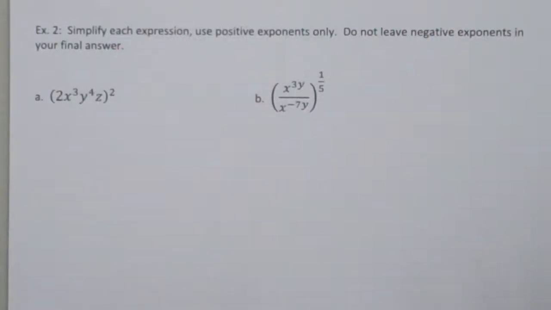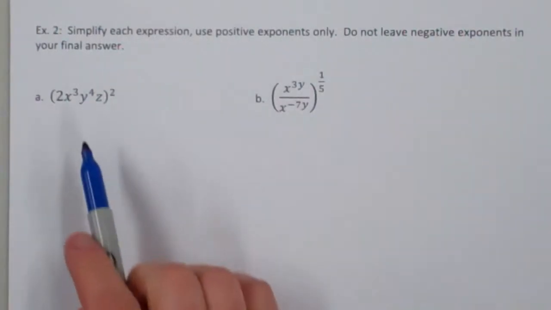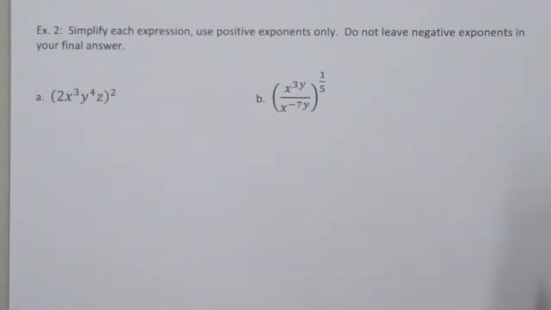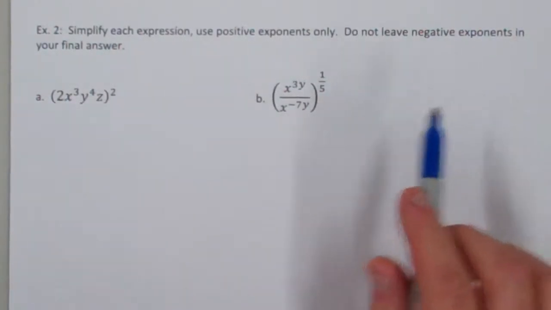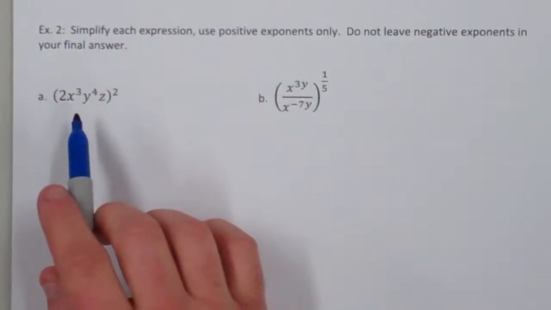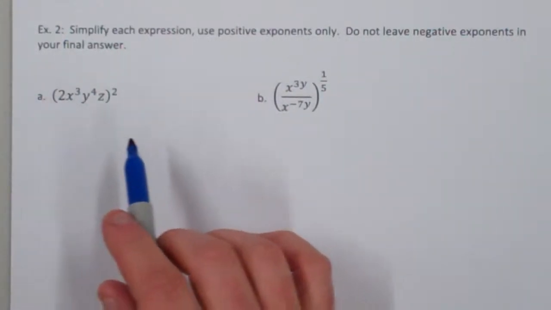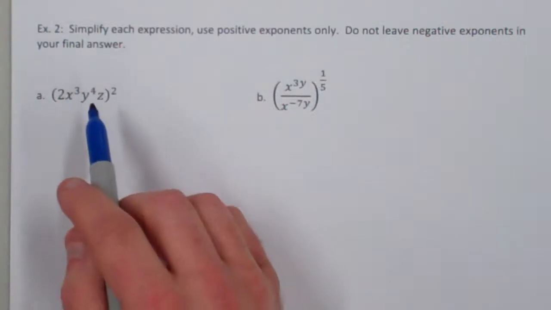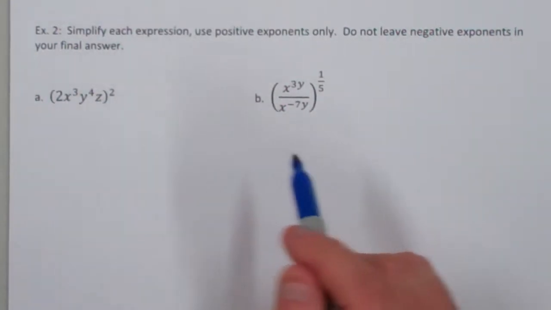Okay, for example 2 here, we've got some expressions, and the instructions say to simplify each expression and use positive exponents only. And then for a little extra emphasis, do not leave negative exponents in your final answer. Okay, if you look at this part A over here, we want to go ahead and simplify it, and that usually means perform the indicated operations that are there.